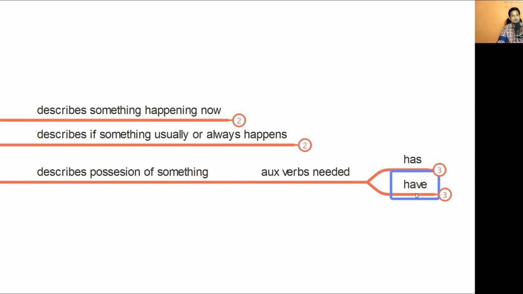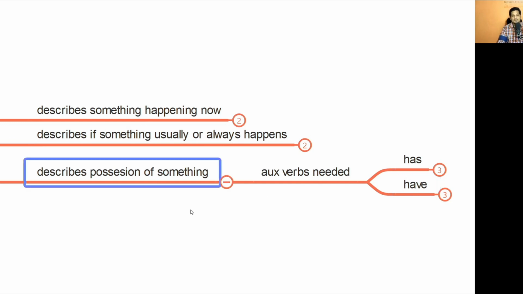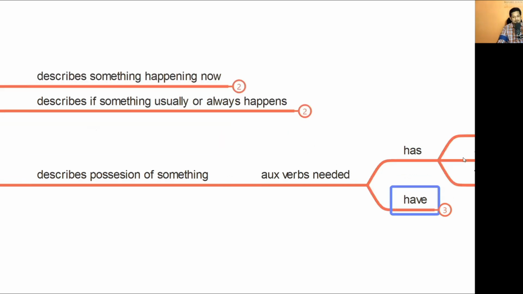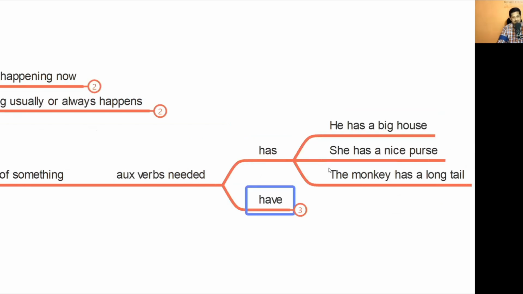But when will you use them? You will use them when you're trying to describe the possession of something. Possession means that you are in control of something. Okay, so what is the example, and when will you use has and when will you use have? So here is the funda. Now these are auxiliary verbs, right? So here's the funda.